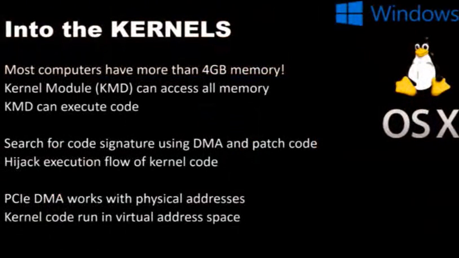But let's get into the kernels. Most computers today do have more than 4 gigs of memory. If you're able to get a kernel module into the system, it should be able to access all memory and also be able to execute code. So what we can do is search for kernel structures, code signatures, whatever, in lower memory using DMA and patch that code and hijack execution flow of the kernel code that way. And when we are doing this, we need to keep in mind that the PCI Express DMA works with physical addresses. Kernel code runs in virtual address space.